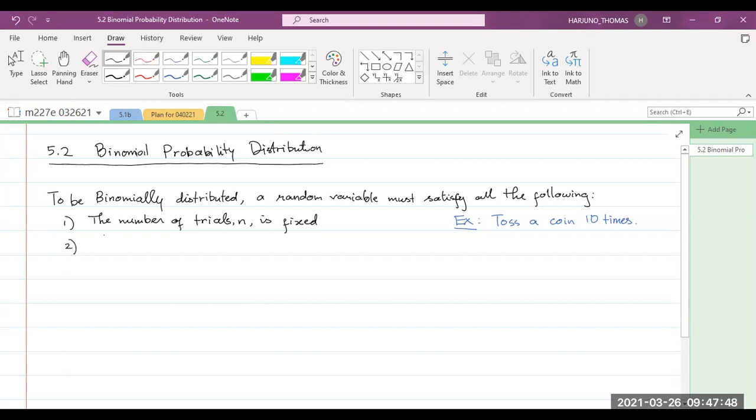Next, the outcomes of each and every trial are either success or fail. That's the most common terminology they use when they introduce binomial distribution. But it's actually more that the outcomes have to be only 2 possible outcomes. Okay, there are 2 outcomes. Maybe I say it like this. There are only 2 outcomes for each and every trial.